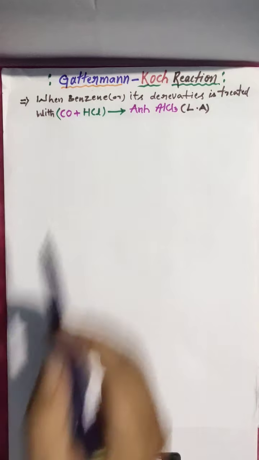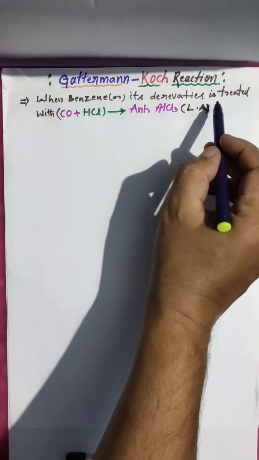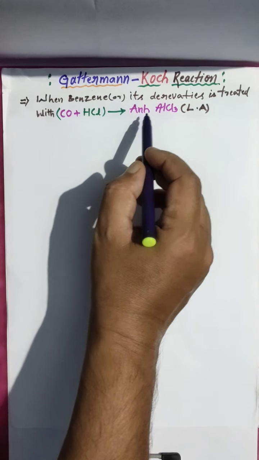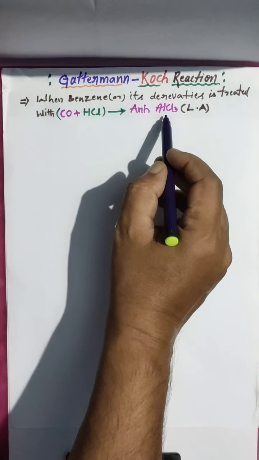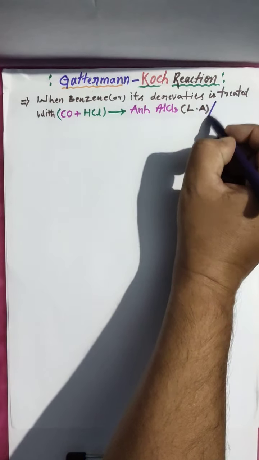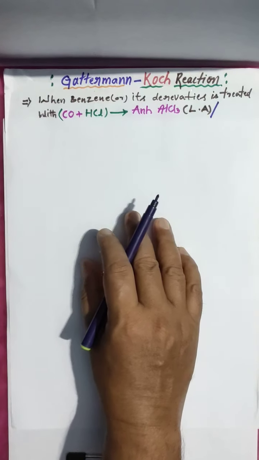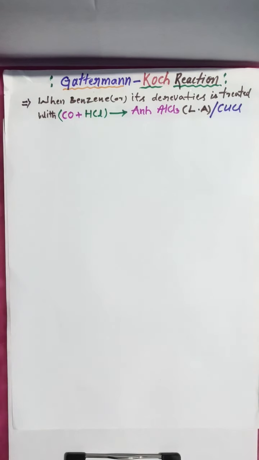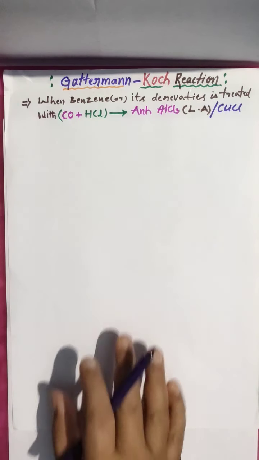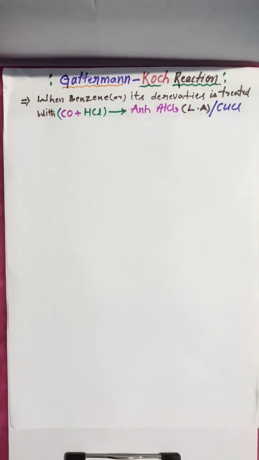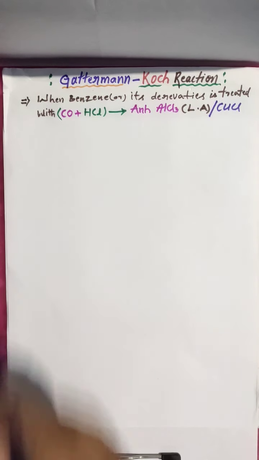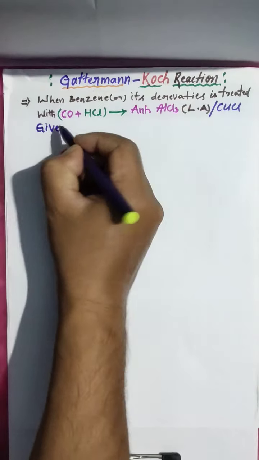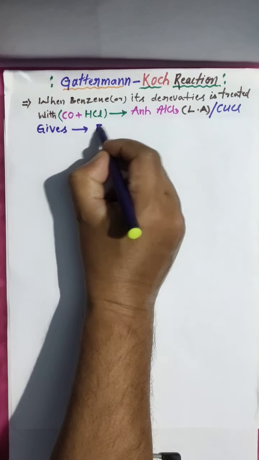So what is the reaction? Gattermann-Koch. Benzene or benzene derivatives treated with carbon monoxide and HCl in the presence of anhydrous AlCl3. Anhydrous AlCl3 acts as a Lewis acid. If anhydrous AlCl3 is not available, then you can take CuCl also. In the presence of anhydrous AlCl3 or CuCl, any one you can use. What you are getting is benzaldehyde.